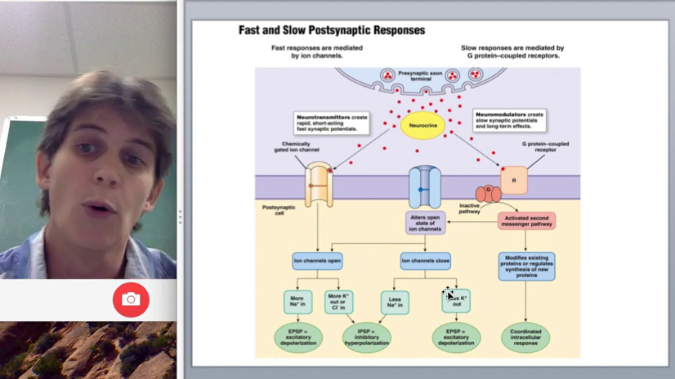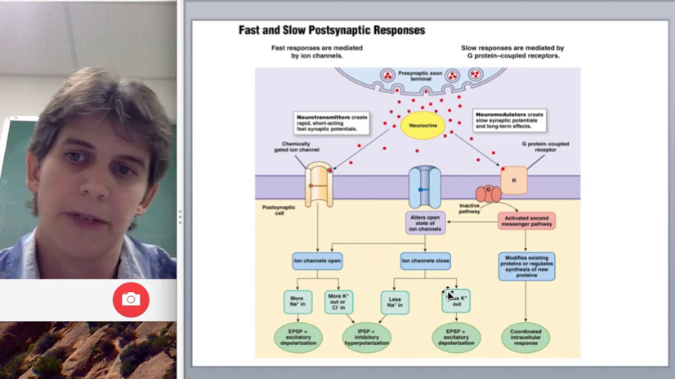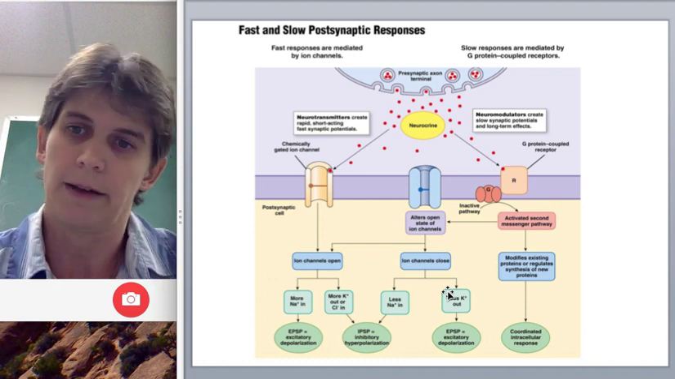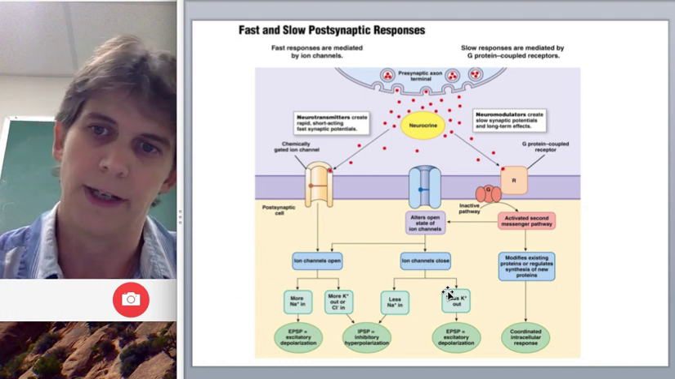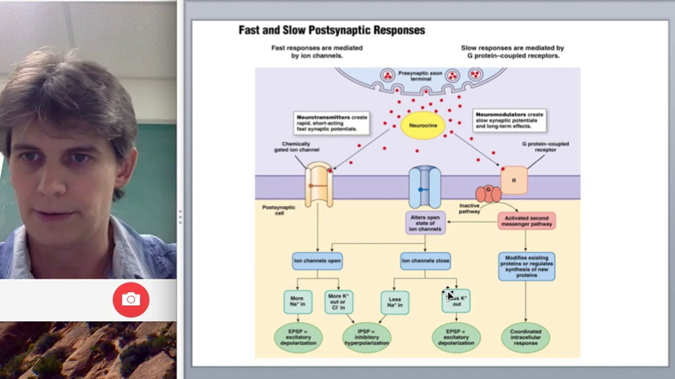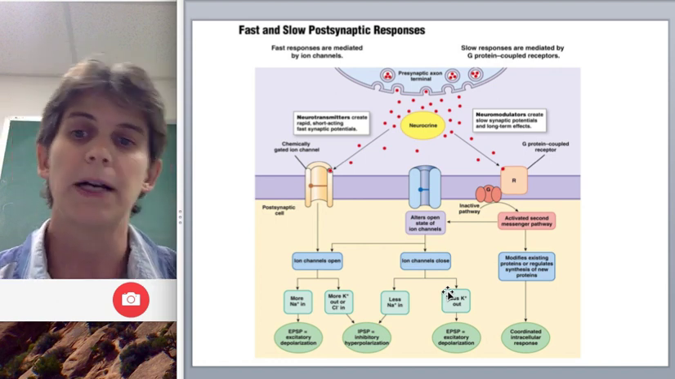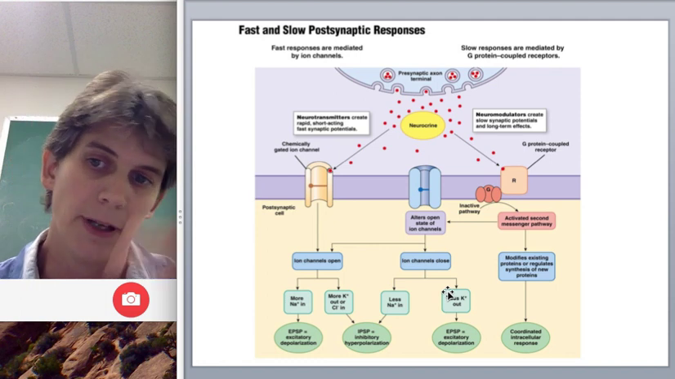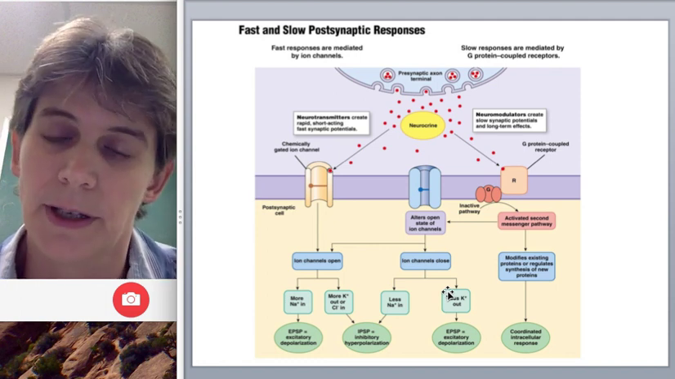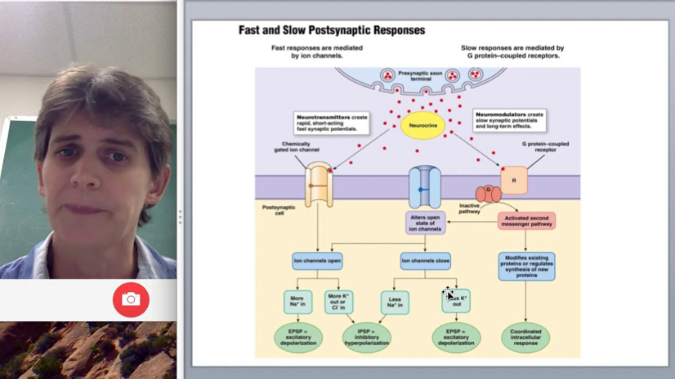It can either become more polarized. It starts out about minus 70 millivolts, so it could become more negative. And that would happen if a positively charged ion left the cell, or a negatively charged ion like chloride entered the cell. Or it could become less polarized. It could get closer to zero. And that would happen if a positively charged ion entered the cell, for example, sodium.